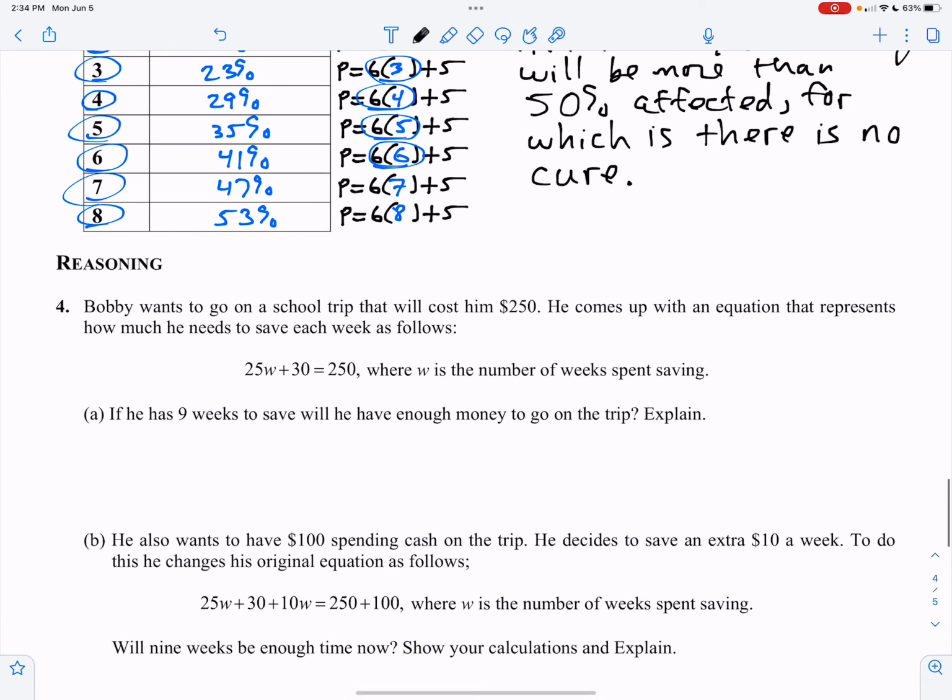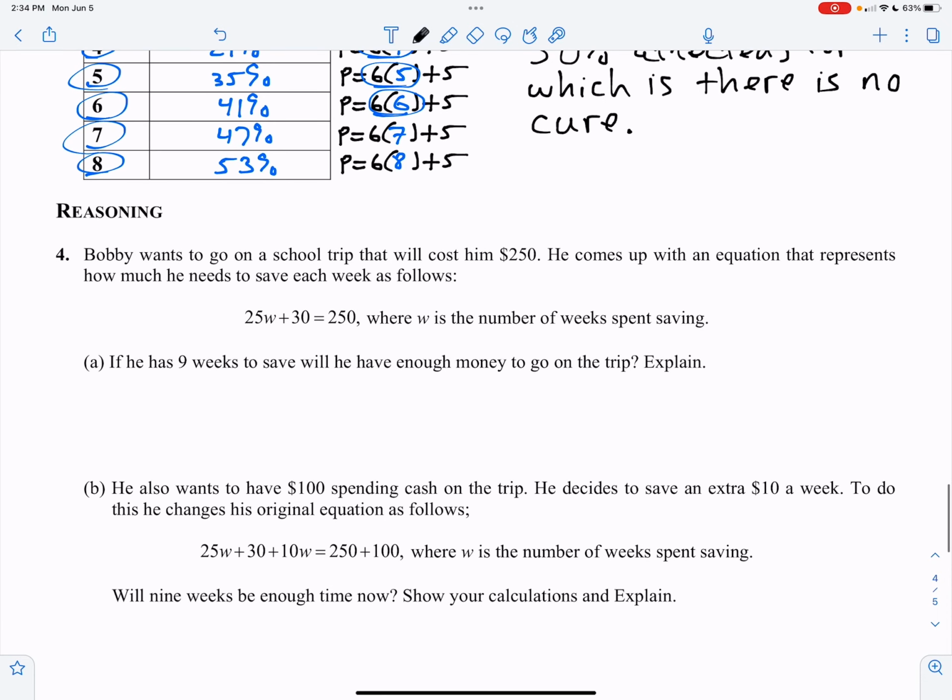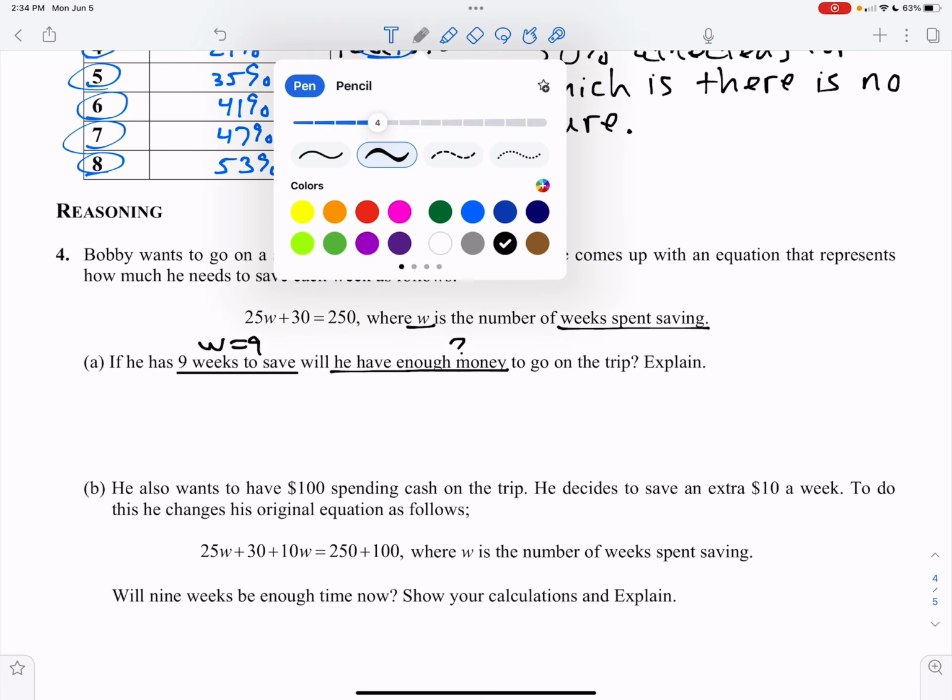Number 4, Bobby wants to go on a school trip that will cost him $250. He comes up with an equation that represents how much he needs to save each week as follows. 25W plus 30 equals $250, where W is the number of weeks spent saving money. If he has 9 weeks to save, meaning W equals 9, will he have enough money to go on the trip? Well, here's the clue.